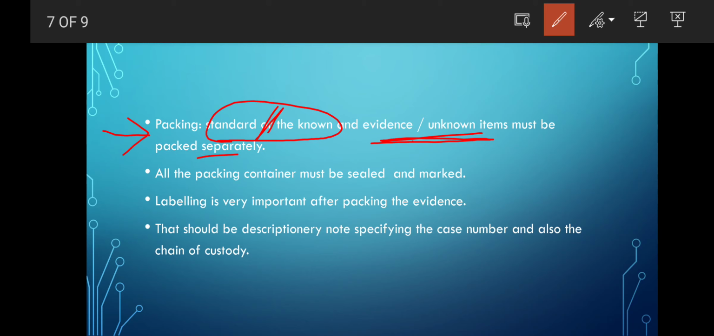All the packing containers must be sealed and marked. This is very important, because sealing is essential. Without sealing, the FSL or the other police investigator higher-ups might not accept the evidence, because once it is sealed, the evidence cannot be tampered with. Then marking should be there, meaning what type of evidence is present in that particular sealed packing container.